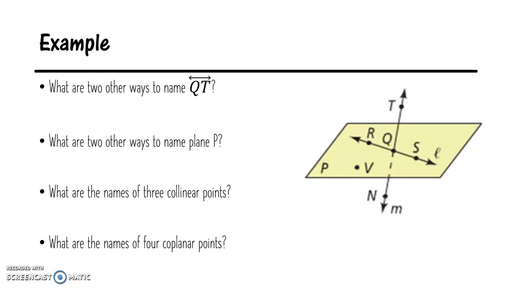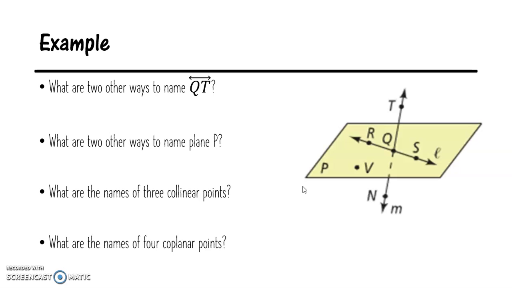In this example, I have 4 questions for you to answer, and you're going to use the diagram on the right to do that. The first question is, what are 2 other ways to name line QT? And line QT is this one right here. So find 2 other ways to name it. Next, you're going to find two other ways to name plane P. Plane P, here's the P, is this plane right here. So find two other ways to name it.